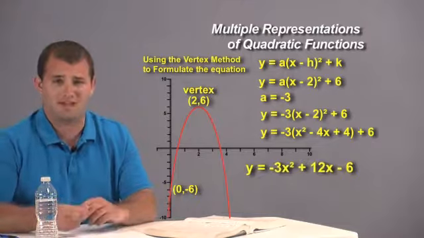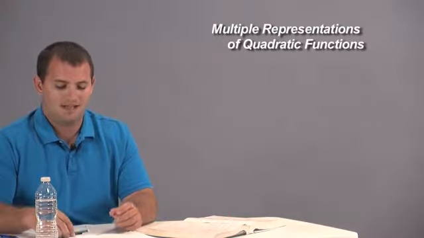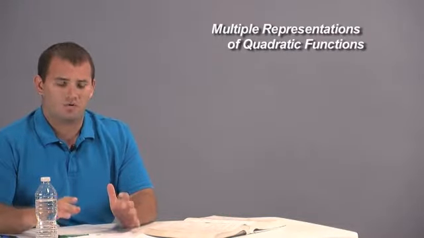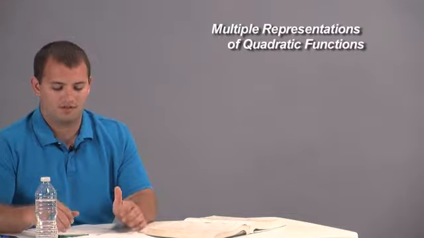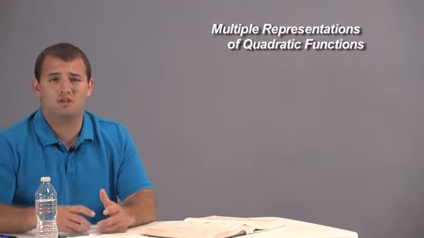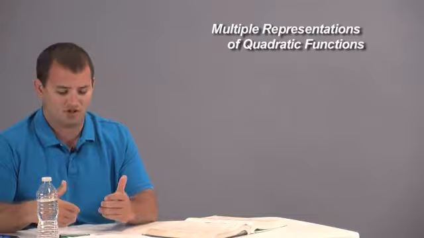Now, let's talk about the weakness of the vertex method. Sometimes determining the coordinate point for the vertex is difficult. And also finding a point to use that's nice to determine A is also difficult. It's one of those hit or miss things.